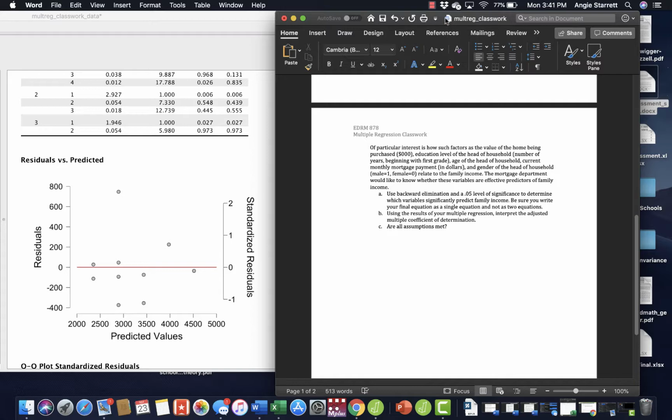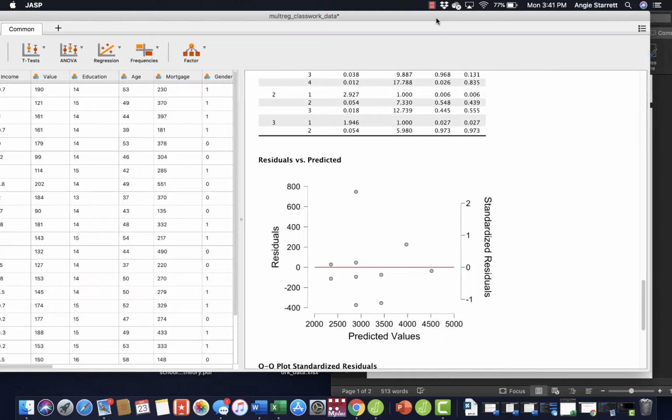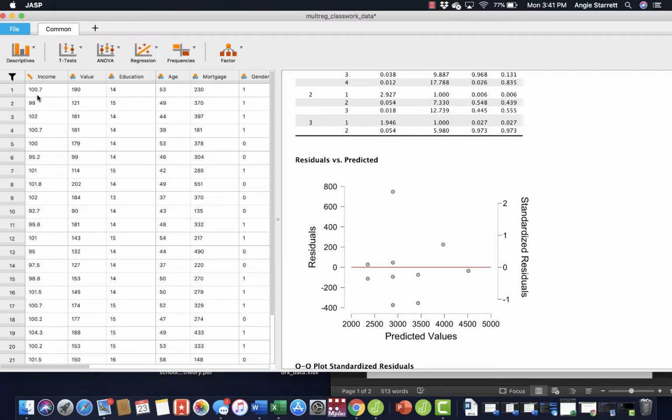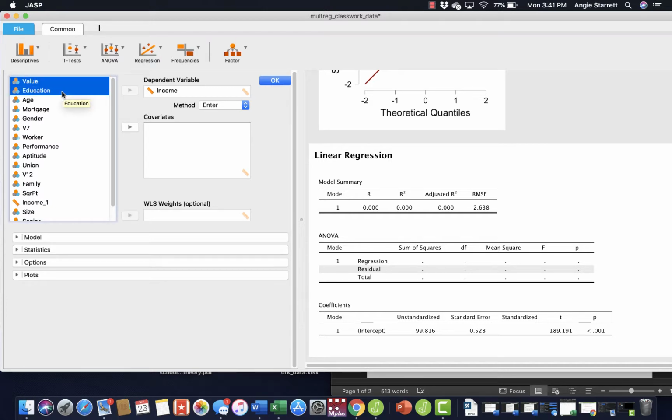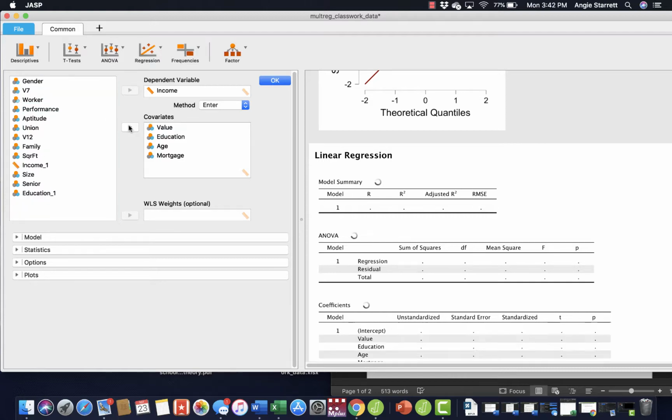All right, so we want to predict family income. So this is going to be our first set of variables here. So we want to predict income from value, education, age, mortgage, and maybe gender. Be thinking about that. We're going to put income in our dependent variables. We want value, education, age, mortgage. What do you think about gender? Is gender going to go in? And hopefully you're thinking, oh, wait, that's qualitative, right? Because here a 1 is going to stand for male or female. So since that's qualitative, we're only going to look at value, education, age, and mortgage.